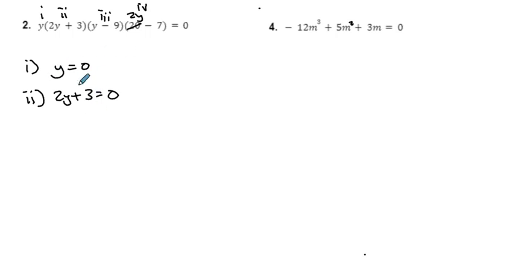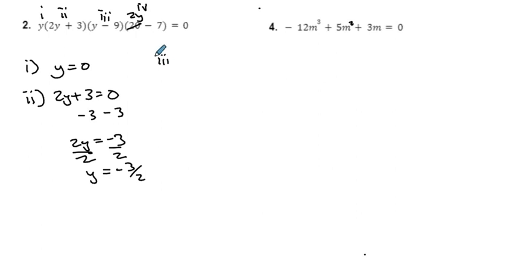So you're good. So with this one, first thing we're going to do is move that 3 over to the other side. And then we're going to have 2y is equal to negative 3. Then what we're going to do is divide by 2. And we're going to get y is equal to negative 3 halves. And that's good, right? Okay.